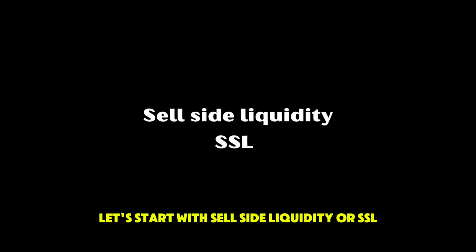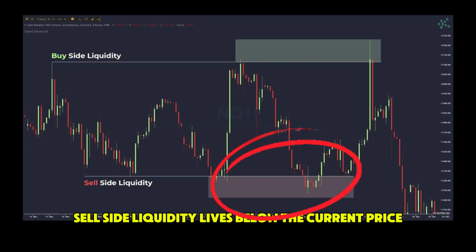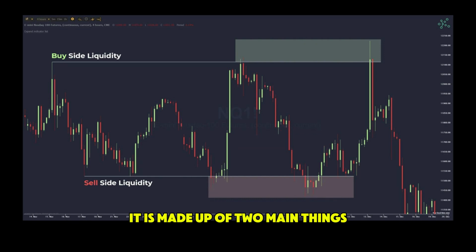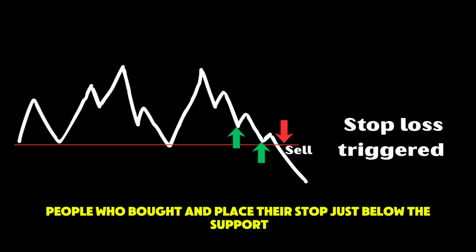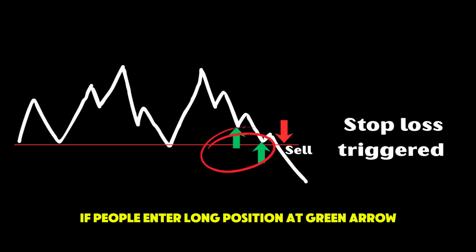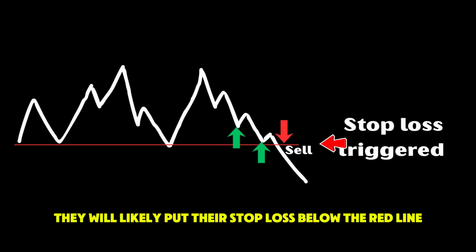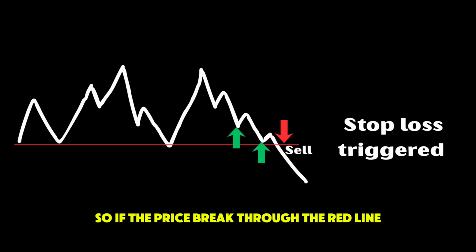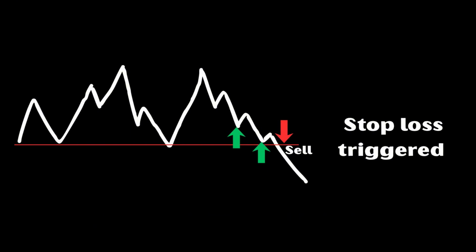Let's start with sell side liquidity, or SSL. Sell side liquidity lives below the current price. It is made up of two main things. First, stop losses from long traders, people who bought and placed their stop just below the support or previous lows. For example, you can see in the diagram, if people enter a long position at the green arrow, they will likely put their stop loss below the red line. So if the price breaks through the red line, it will trigger all the stop losses and sell the position.